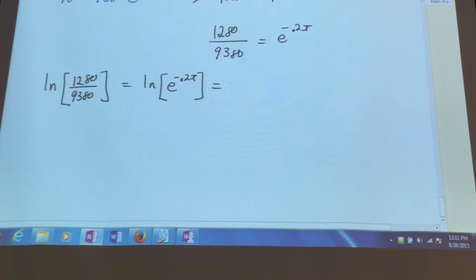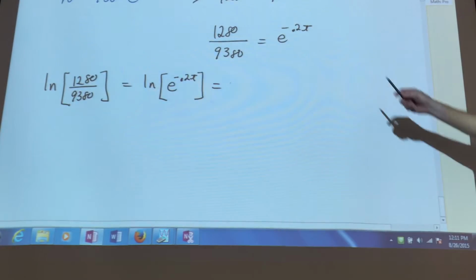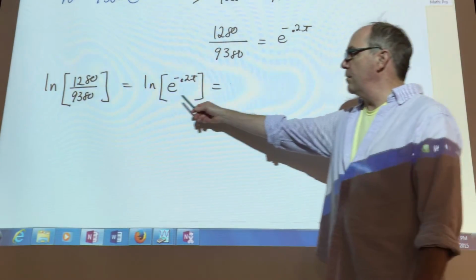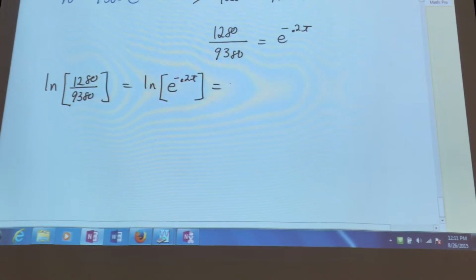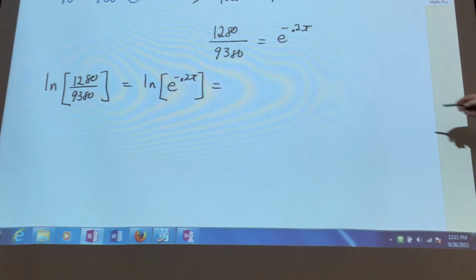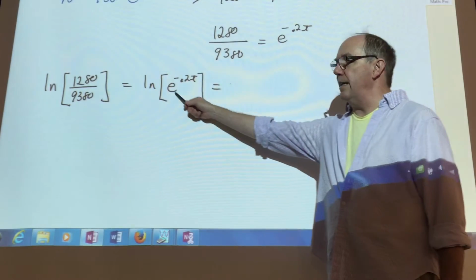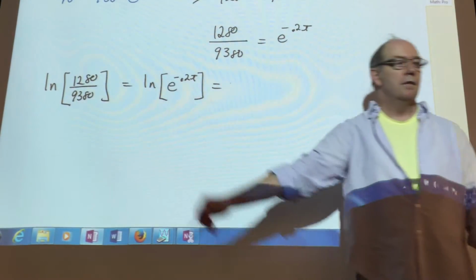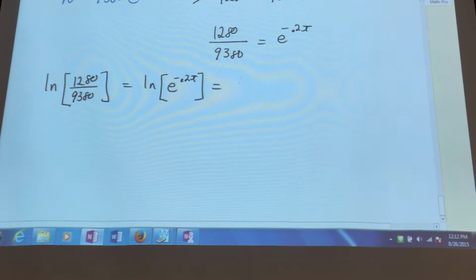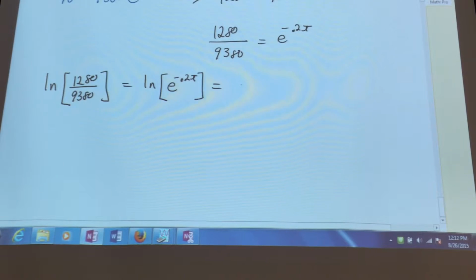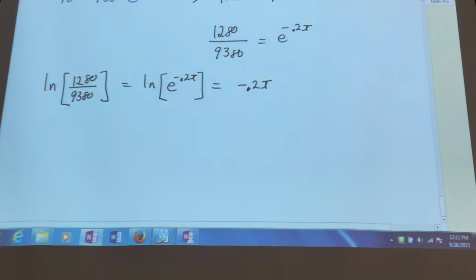And the reason you're using this, it's called a natural log. The N here means natural log, or log base e. And when you have ln and e working together, they undo each other. So what you get when you put an ln on an e to the 1, is you get, not quite 1, but yes you do get 1. You get minus 0.2 t.